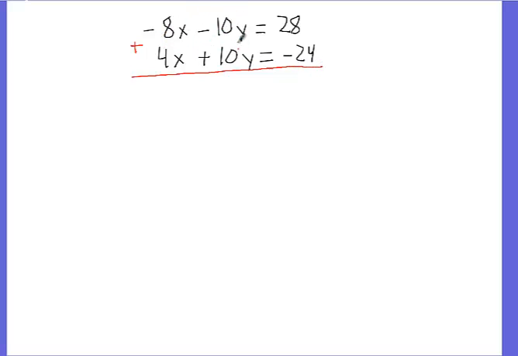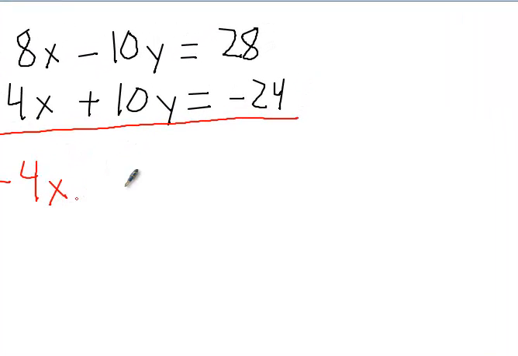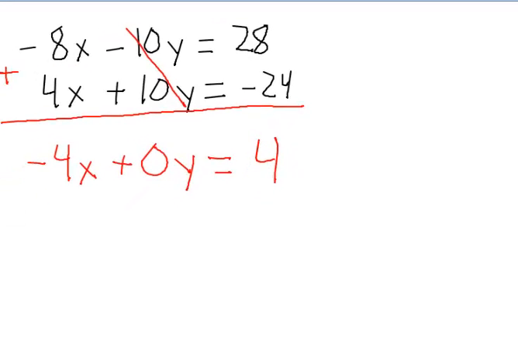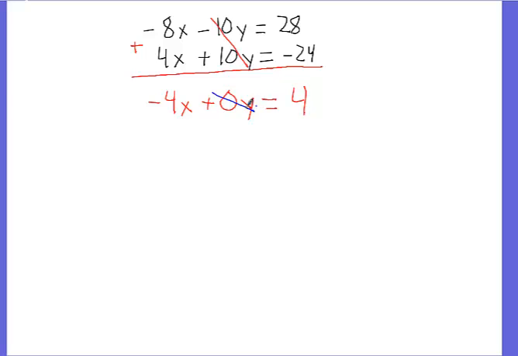Okay? Whatever we do to one, you have to do to everything. So when we look here, we're going to do negative 8x plus 4x gives us a negative 4x. Negative 10y plus a positive 10y cancels. We're left with 0y. I'm just going to write it for now. Equals 28 plus a negative 24 is a positive 4. All right. The 0y you don't actually have to write because we know that it just cancels away. So we have negative 4x equals a positive 4.